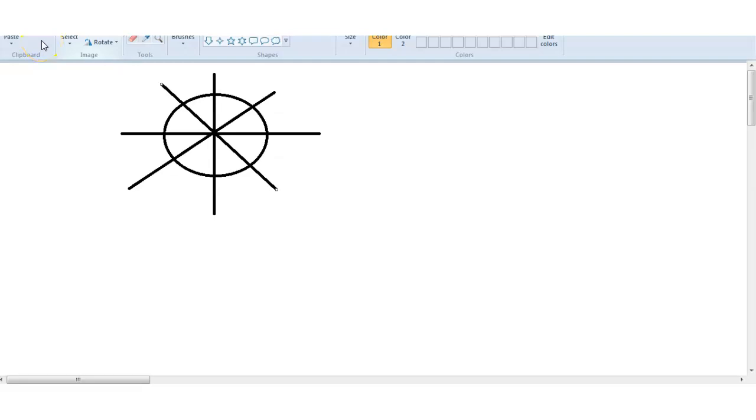Hello people, and in this lecture we are going to discuss the algorithms, the midpoint circle drawing algorithm. So this is the property of a circle here.